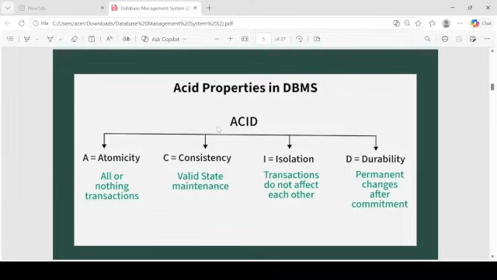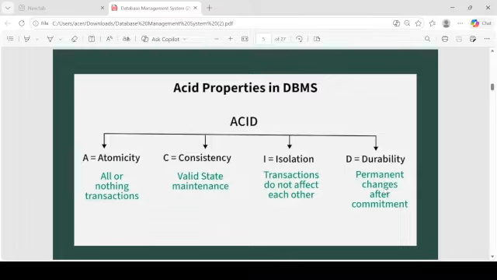So these are the ACID properties in DBMS. A stands for atomicity, which means an all-or-nothing transaction. Either the transaction will happen, otherwise if an error occurs, then the transaction stops there. C stands for consistency, which is valid state maintenance. I stands for isolation, which means transactions do not affect each other. D stands for durability, which means permanent changes after commitment. So these are the ACID properties.